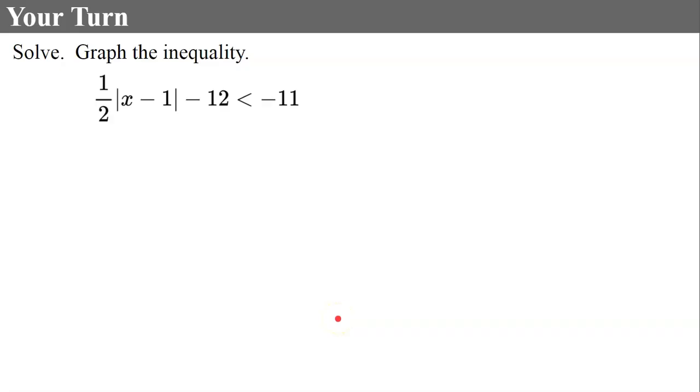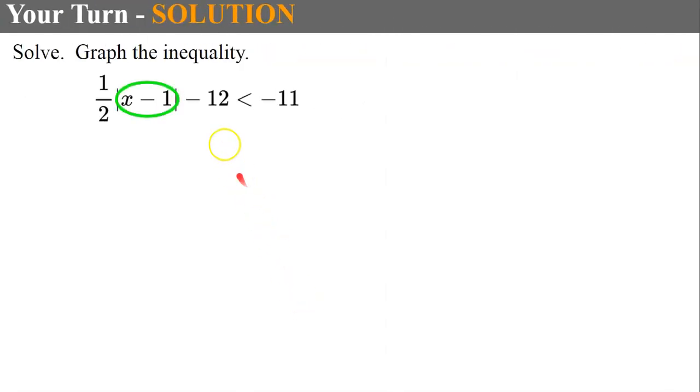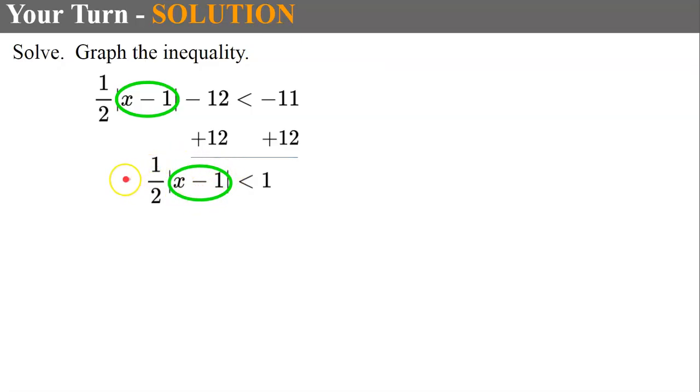Your turn. Please solve, graph, and come back and check your work. Welcome back. So our first step is to isolate our absolute value expression. So I'm going to do the inverse of subtract 12 and add 12 to each side. Now I have 1/2 times the absolute value of x minus 1 is less than 1. I still haven't isolated my absolute value expression, so I'm going to clear this fraction of 1/2 by multiplying each side by 2, giving me the absolute value of x minus 1 is less than 2.